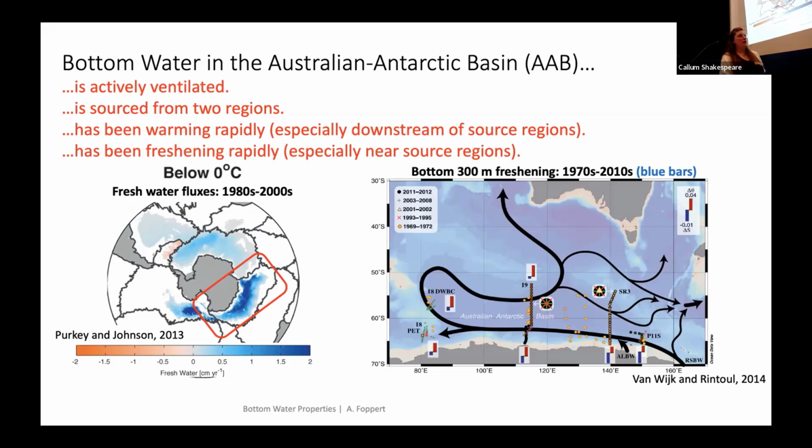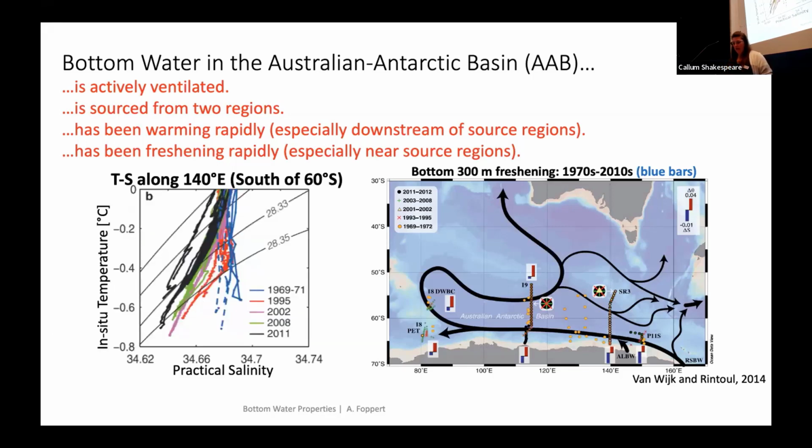This study came out in 2014. Since then, there have been some rebound in the salinity of the Ross Sea bottom water specifically, but just before, you can also look at these patterns. This is along 140. So this is this line here, that SR3 line that has been occupied, one of the most frequently occupied of all those repeat sections by a lot of hard work from people in this room and others. And you can see that strong freshening. So we have salinity on the x-axis and temperature on the y-axis.